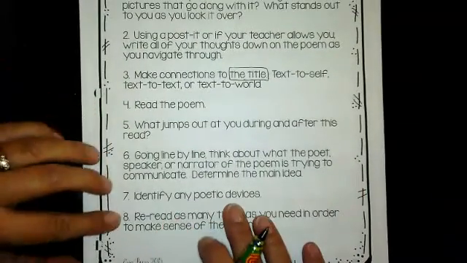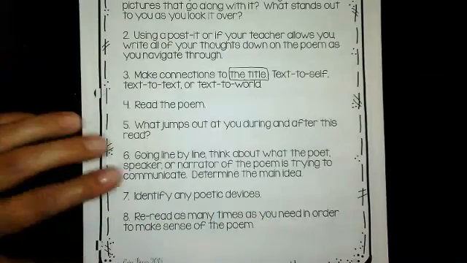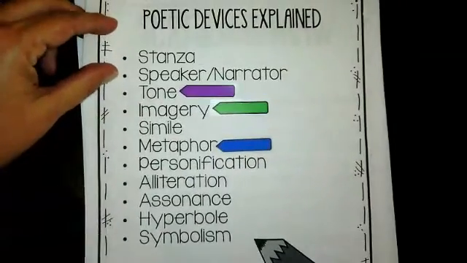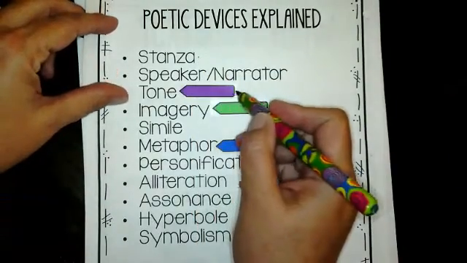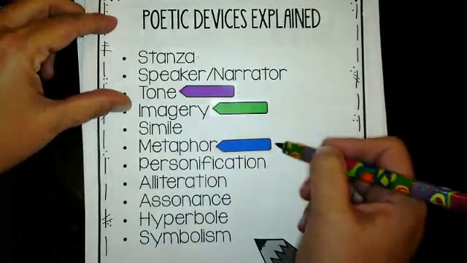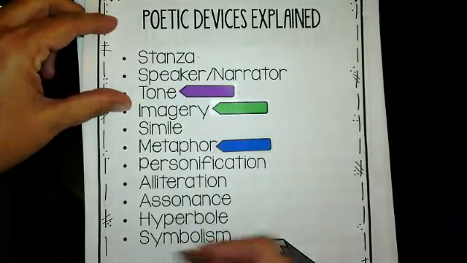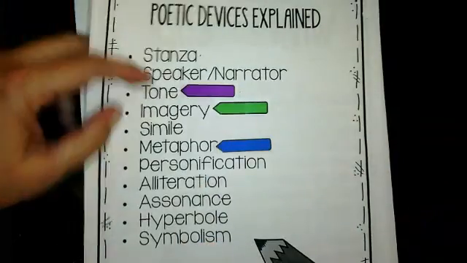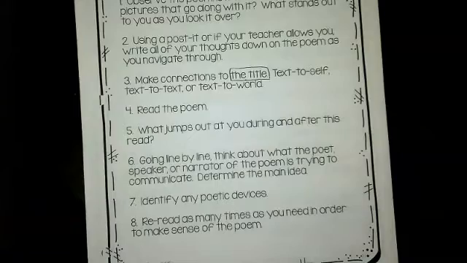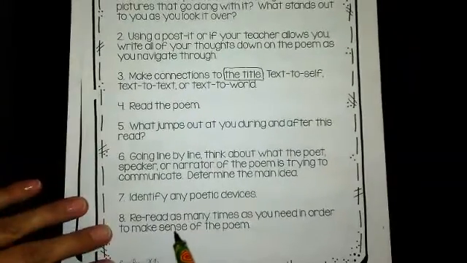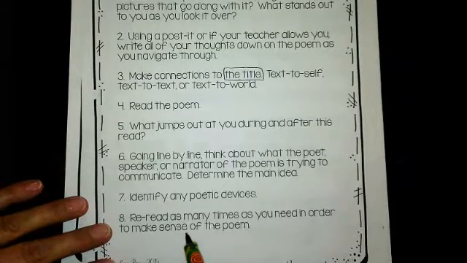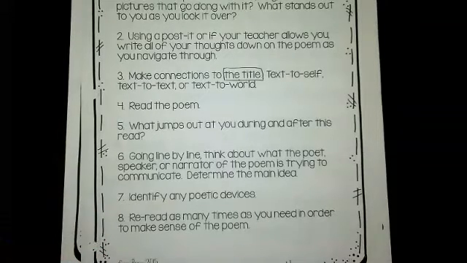Next, we're going to identify any poetic devices. And we have a list of poetic devices that we're working from. Okay, we know some of them. We know stanza. Yesterday we learned about tone and imagery and metaphor. And we're going to learn the rest of these as well. Okay? So we look for poetic devices. And then finally, we reread as many times as we need to make sense of the poem.